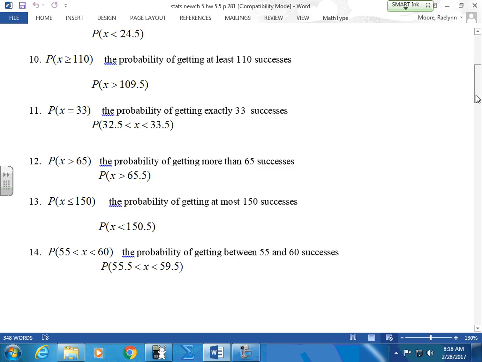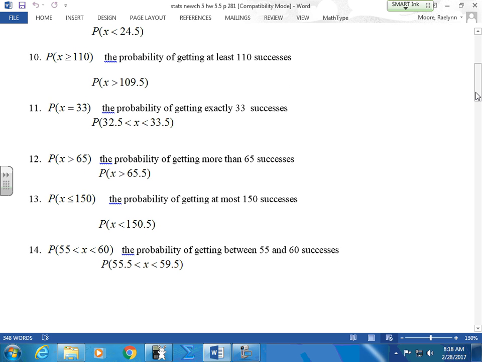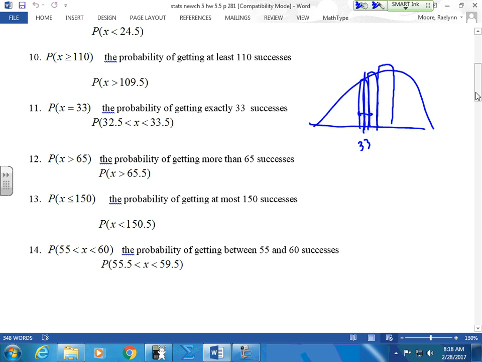Number 11, excuse me, says I'm exactly equal. We didn't do an equal yesterday. So here's my bar. Here's 33. That's the normal curve. Here's my bar right here at 33. If it's the only number I have, I have to expand it on both sides. I have to come out 0.5 here and out 0.5 here. Because I need to make it a bar, because it's a discrete number. I need to make it so that when I do this, remember how we get all the little bars of things in here? I need to get this whole area under this bar. So I just drop it 0.5 and raise it 0.5.